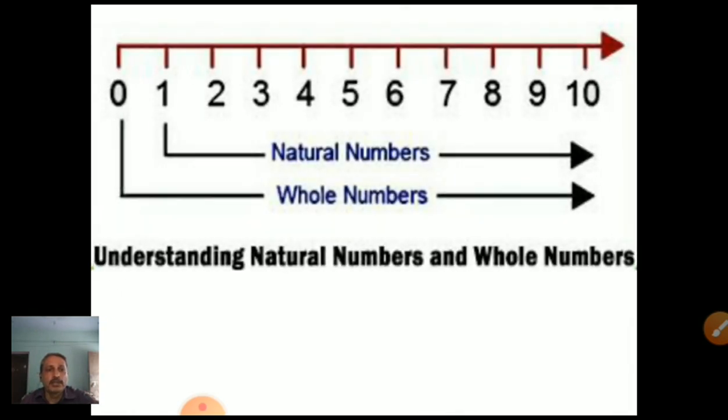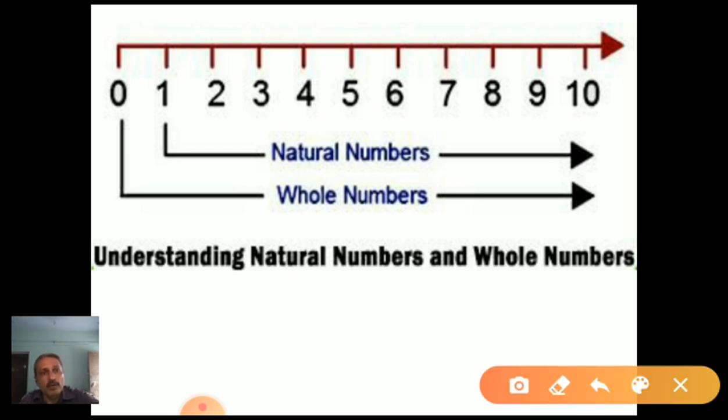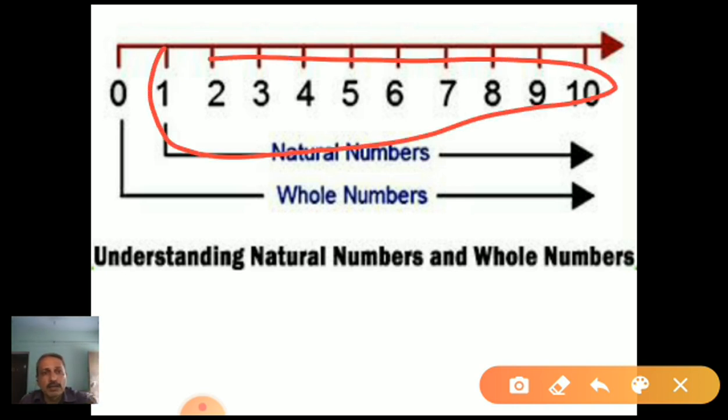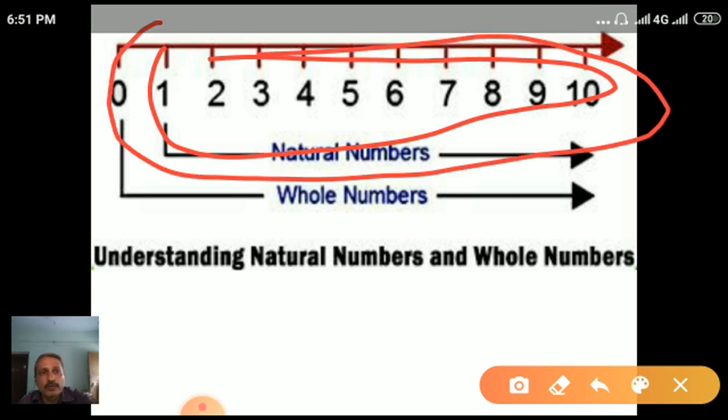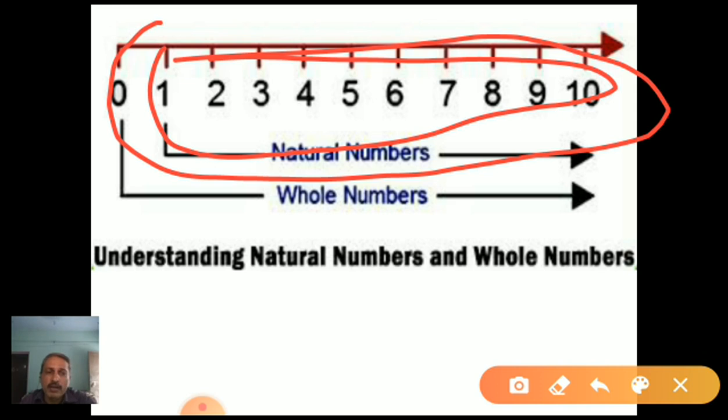Okay, see here I am showing with a number line the natural numbers and whole numbers, so you have a clearer idea. These are all natural numbers, and these numbers from 0 onward are all whole numbers. Understanding natural numbers and whole numbers.